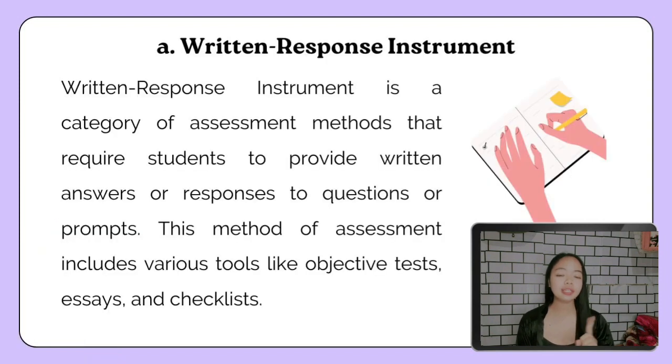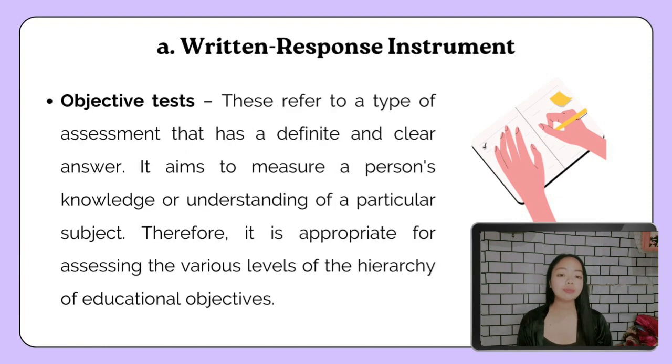The first category is written response instrument, which is a category of assessment that requires students to provide written answers to questions or prompts. This method of assessment includes various tools like objective tests, essays, and checklists. Objective tests refer to the types of assessment that assess a definite and clear answer. It aims to measure a person's knowledge of a particular subject. Therefore, it is appropriate for assessing the various levels of the hierarchy of educational objectives.